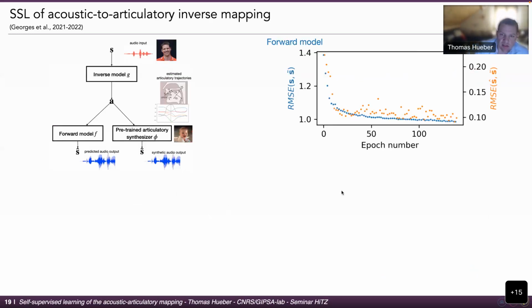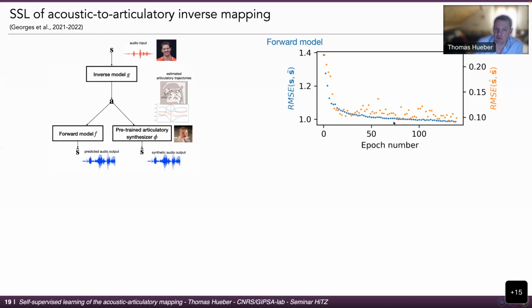To test it, we build some kind of agent based on this technique. We have a pre-trained articulatory synthesizer, trained on an hour of jointly acoustic and articulatory speech data, that we kept frozen. Then we expose this agent to ambient speech, basically not more than, let's say, an hour. And we iteratively update the forward model and the inverse model until convergence.